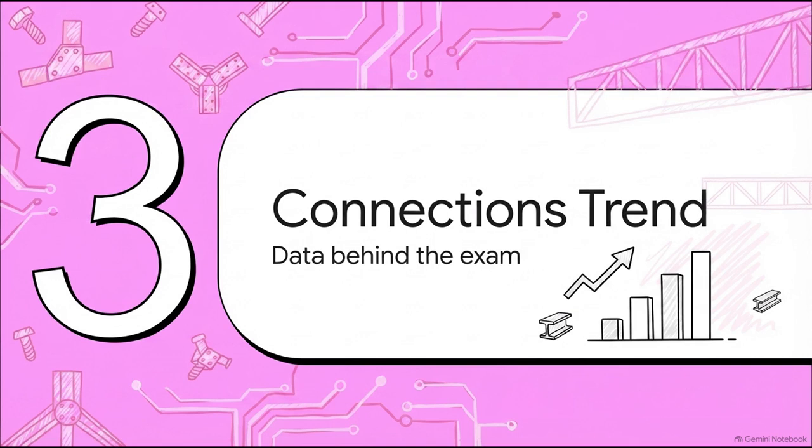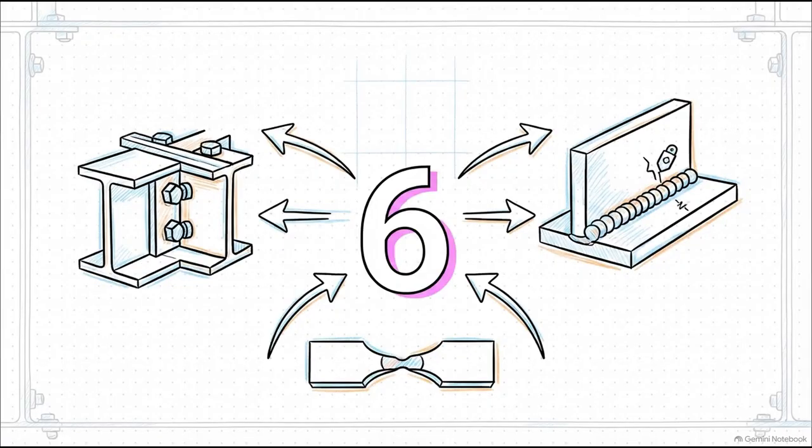Now, what's really interesting about this next bit is the hard data driving recent exams. The numbers here are just stark. 6 out of 6. That's right, 6 out of the 6 confirmed items we tracked between 2022 and 2025 directly involve a connection, a weld or a bolt, or they're testing basic material behavior. That is literally a 100% strike rate for this specific cluster of topics recently.